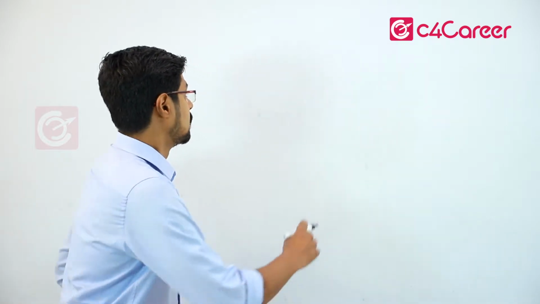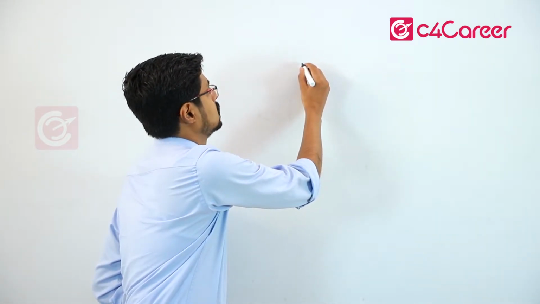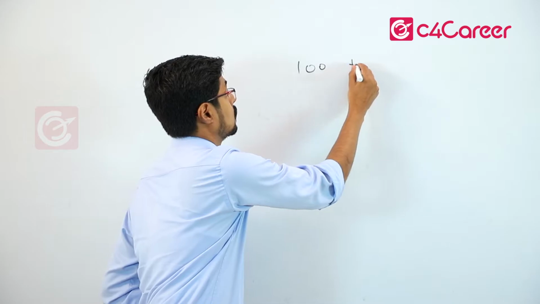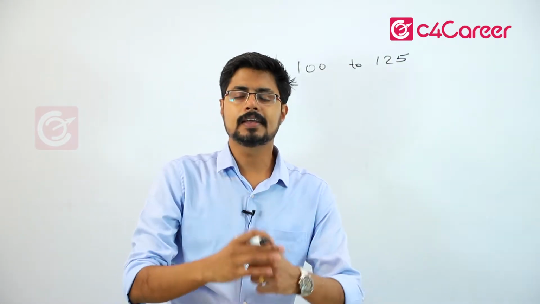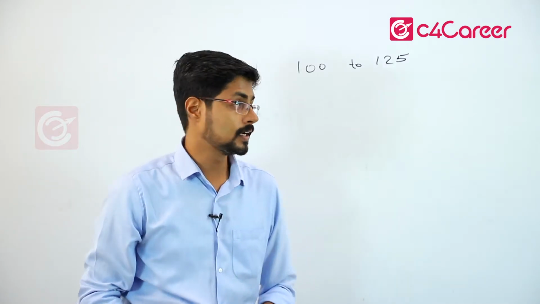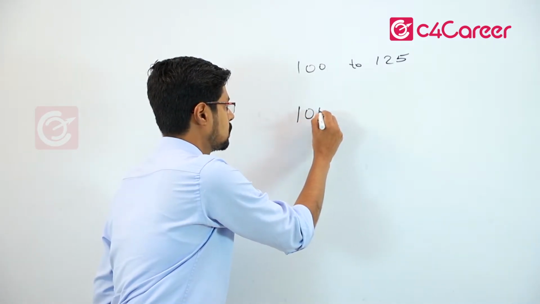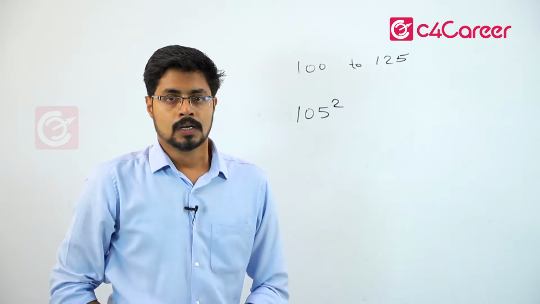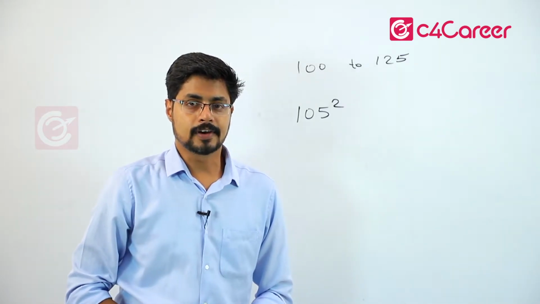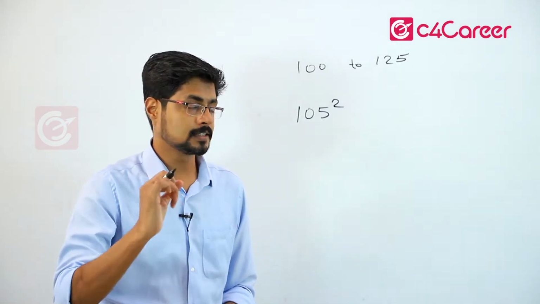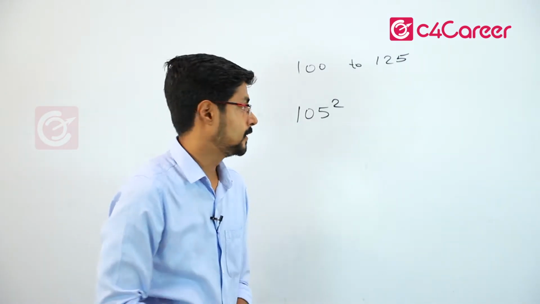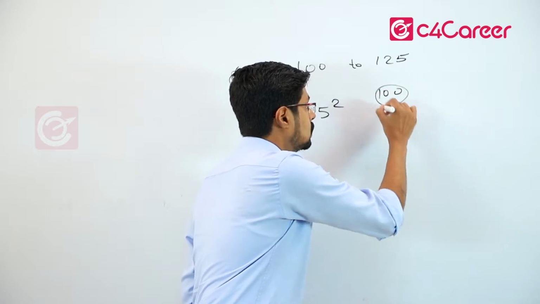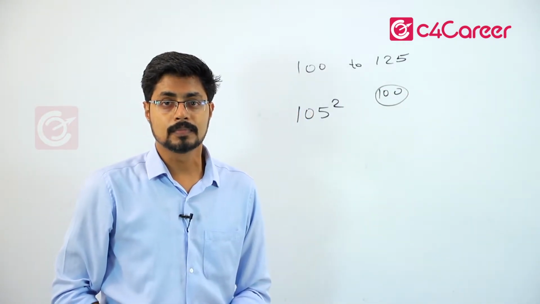So let's look at the squares of numbers 100 to 125. Let's take a number between 100 and 125. Let's take 105. To quickly calculate the square of 105, how to do it? It's a very easy method. Listen carefully. First, we have to take the difference from 100.